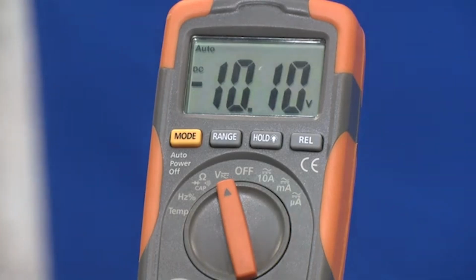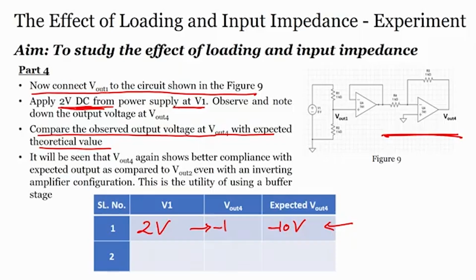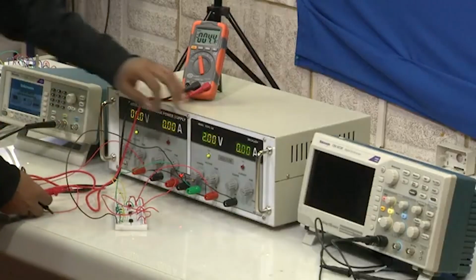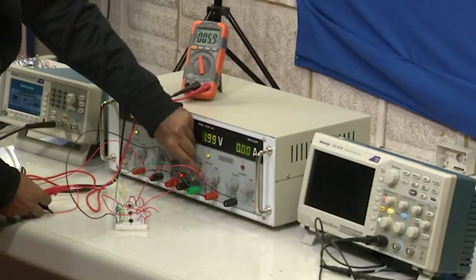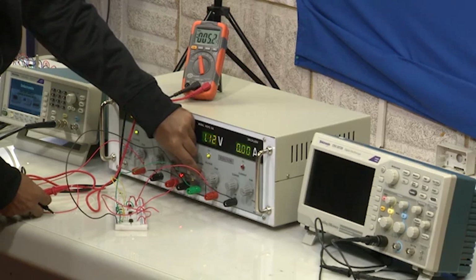We have applied 2 volts, and the output of the inverting amplifier is minus 10.10 volts. Let us write down the output, minus 10.10 volts. Let us now apply 1 volt across the potential divider. Here we are applying 1 volt.